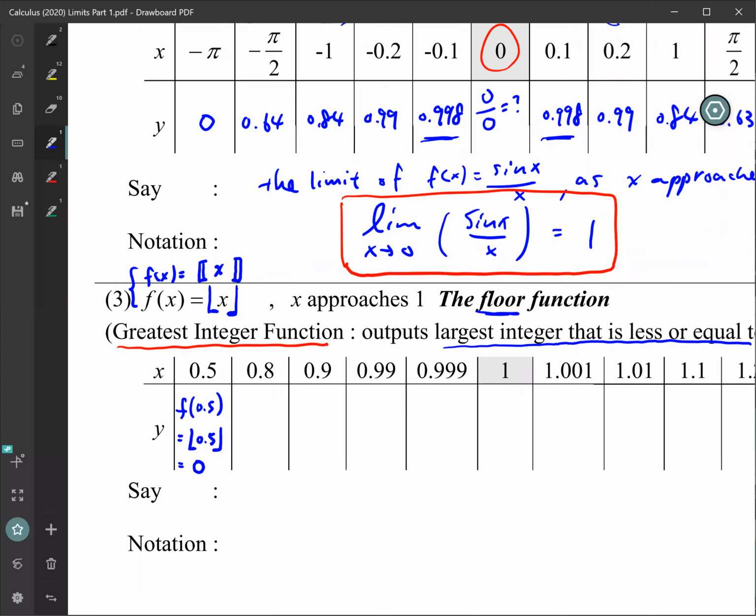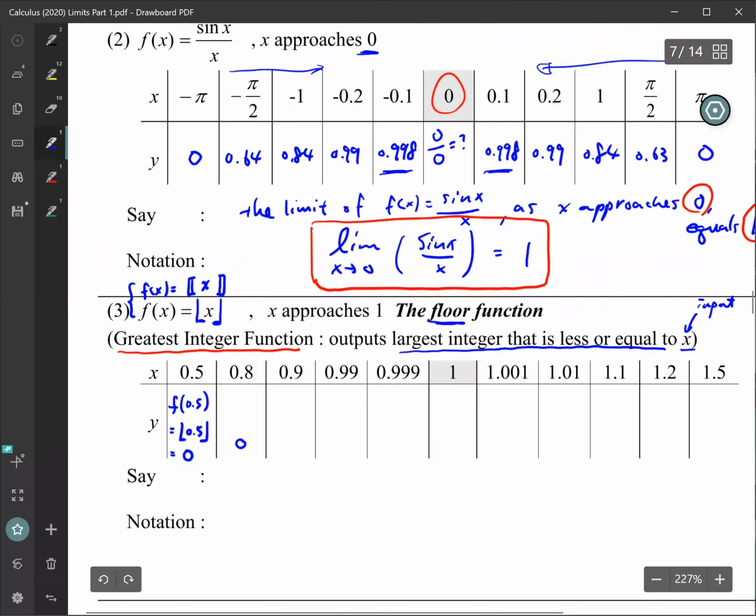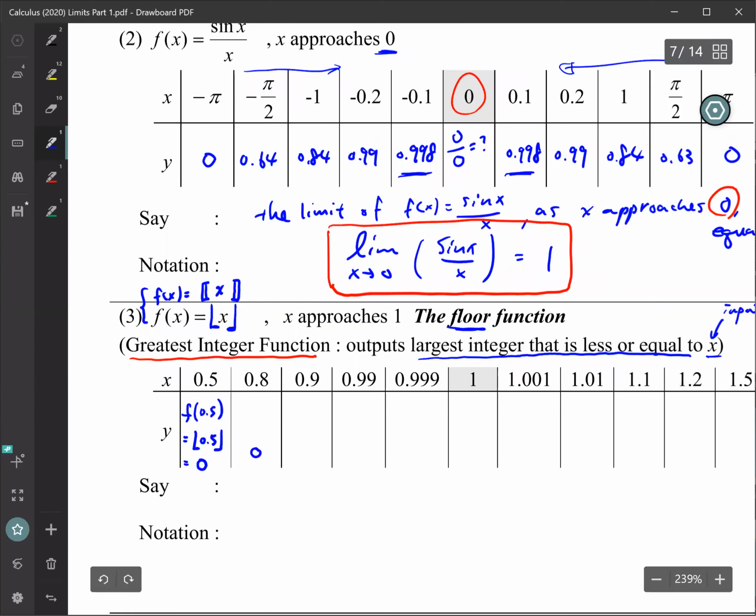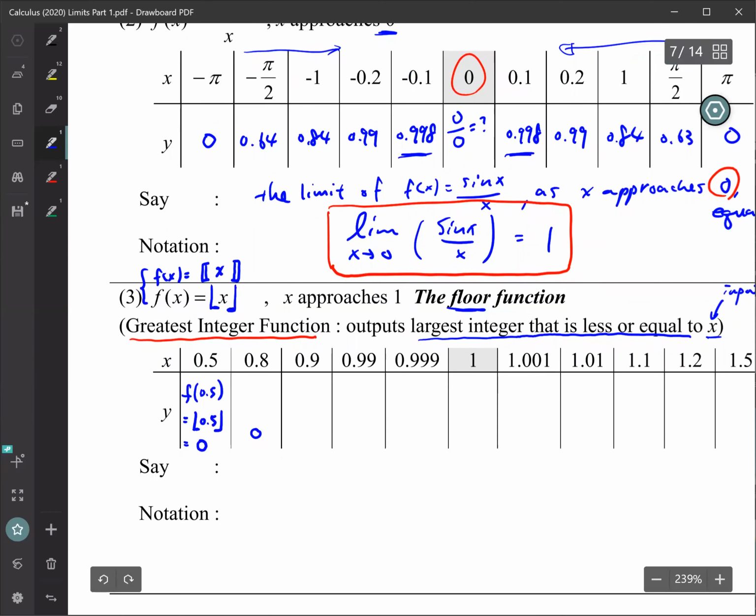What about 0.8, Emily? I think it'll also be 0. Yeah, it will also be 0. I have a question. Yes. When we graph this, everything up until 1 is still 0, right? Yes. And then we get 1, right?